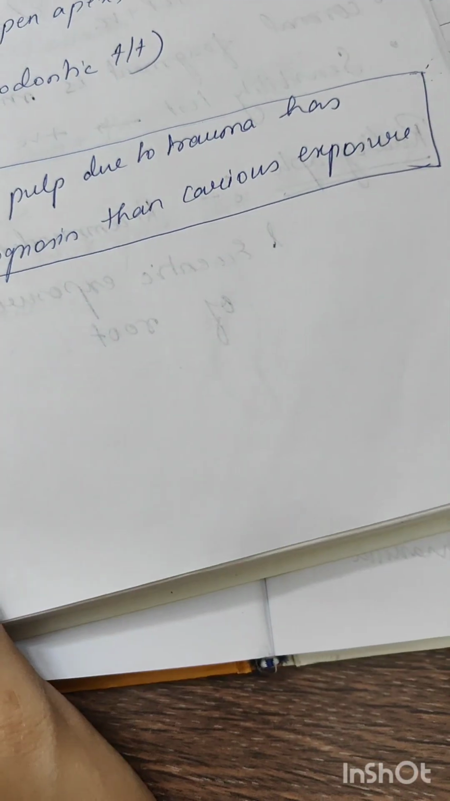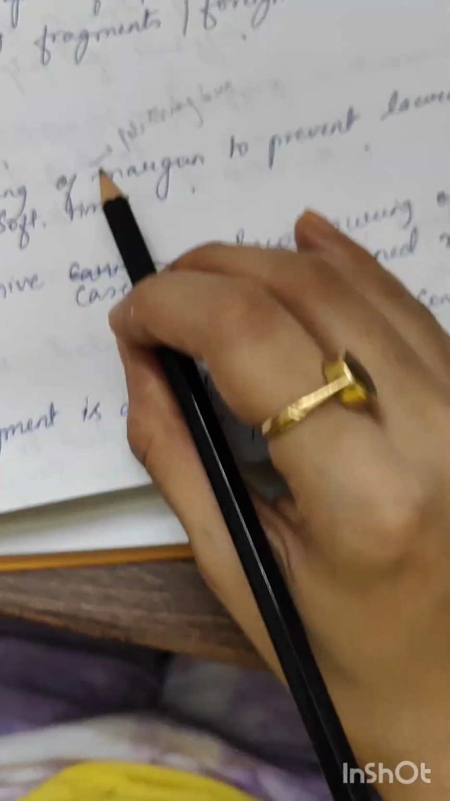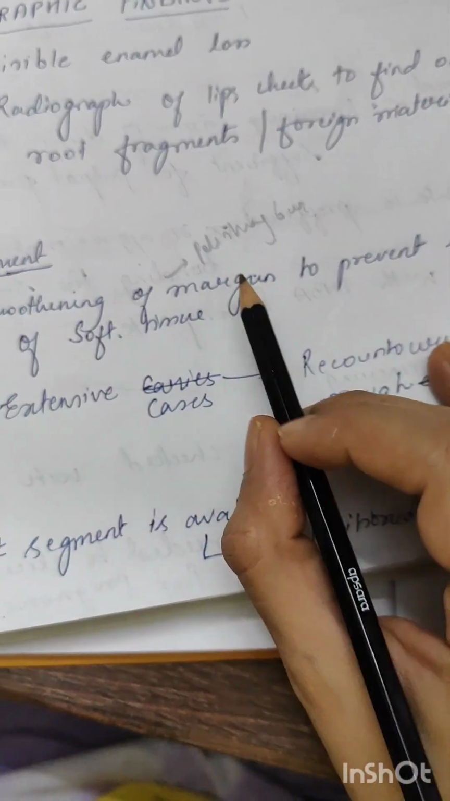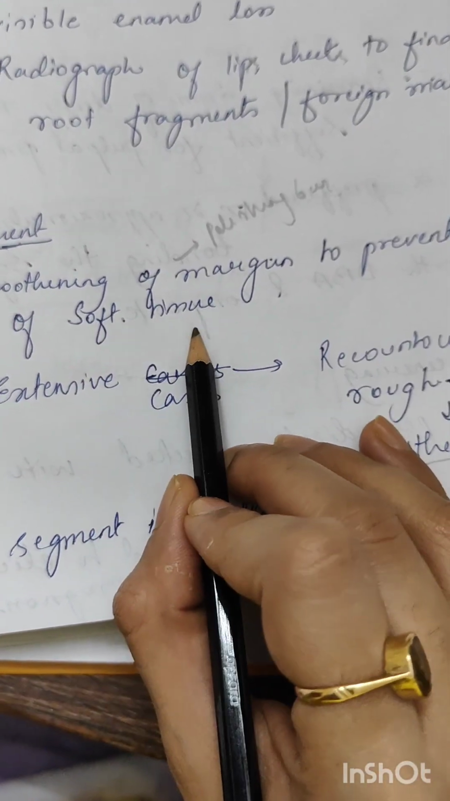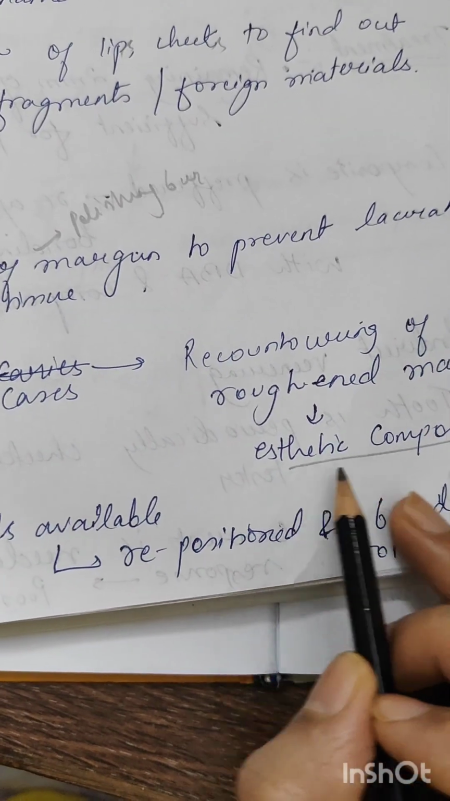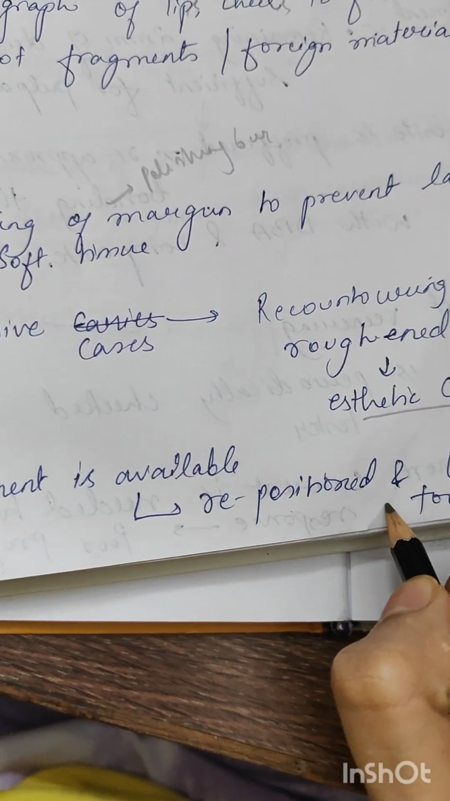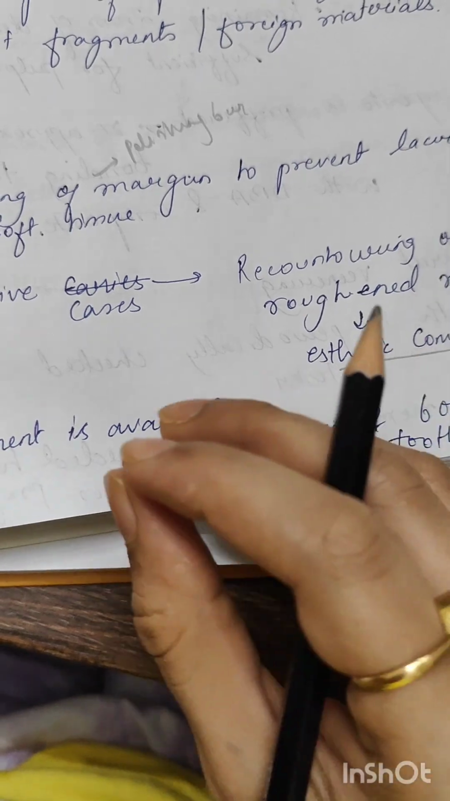Okay, once again, treatment for enamel fractures: smoothing the margins using a polishing burr to prevent laceration of the soft tissue. In extensive cases, recontouring of the rough margins using aesthetic composite restoration. If the fracture segment is available, it is repositioned and bonded to the tooth.